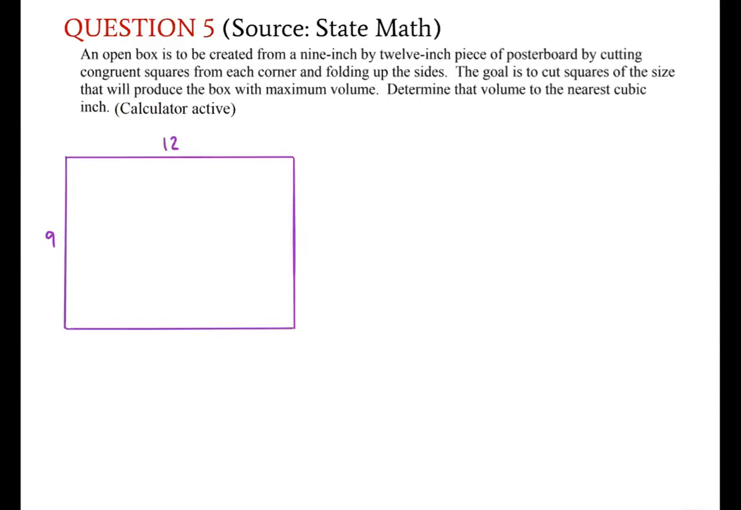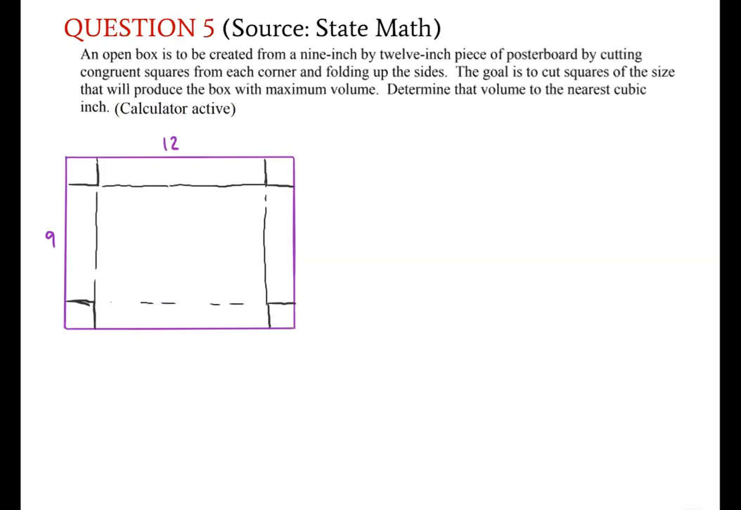Question 5. You probably need a calculator to do this. Well, you do need one. So anyways, basically an open box is formed by cutting out squares from each of the corners. So I'm just going to draw the squares in. All of these squares are identical. So yeah, I'm just going to connect this kind of.